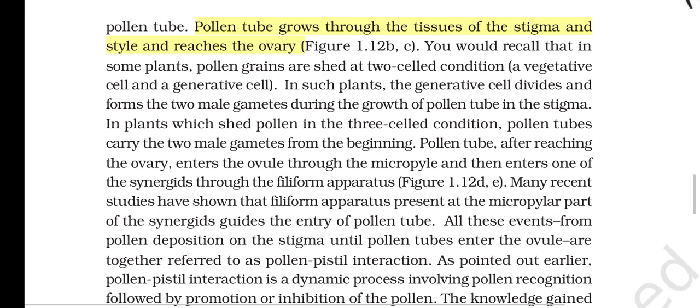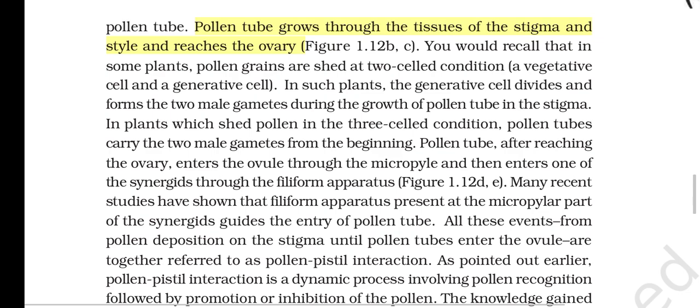You would recall that in some plants, pollen grains are shed at the two-celled condition, a vegetative cell and a generative cell. In such plants, the generative cell divides and forms the two male gametes during the growth of the pollen tube in the stigma. In plants which shed pollen in the three-celled condition, pollen tubes carry the two male gametes from the beginning. The pollen tube, after reaching the ovary, enters the ovule through the micropyle and then enters one of the synergids through the filiform apparatus.